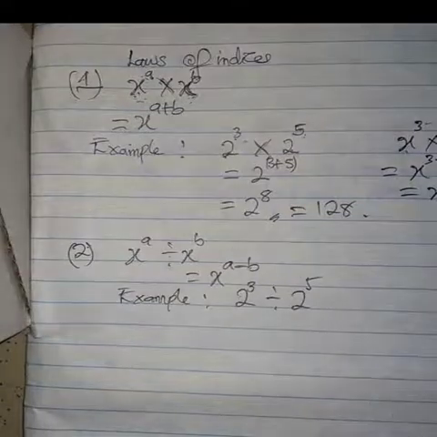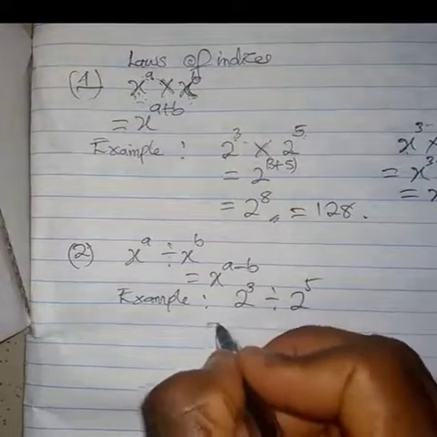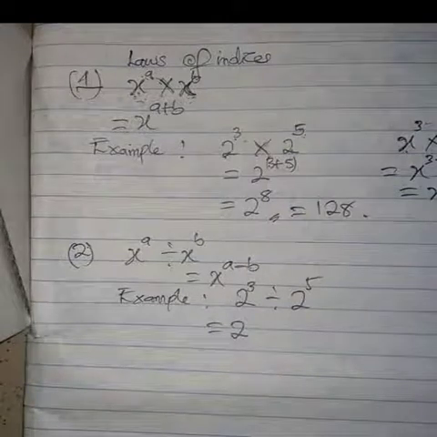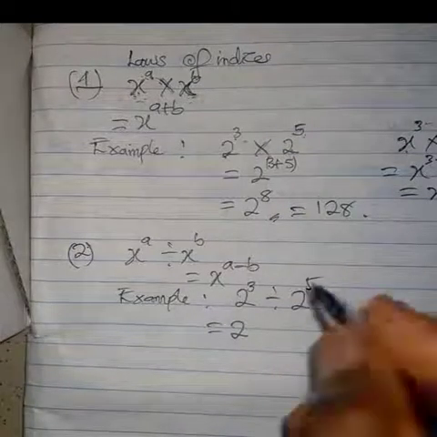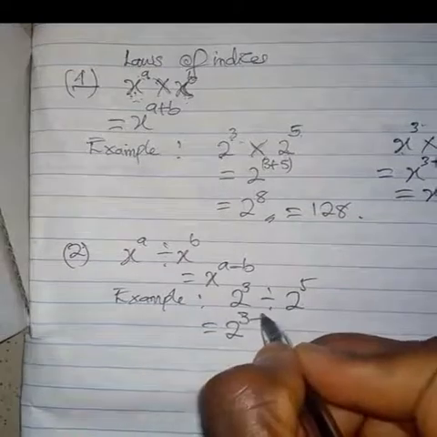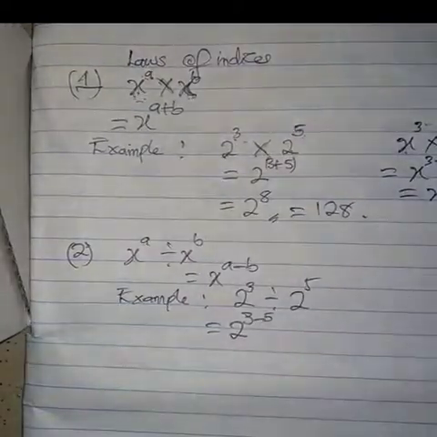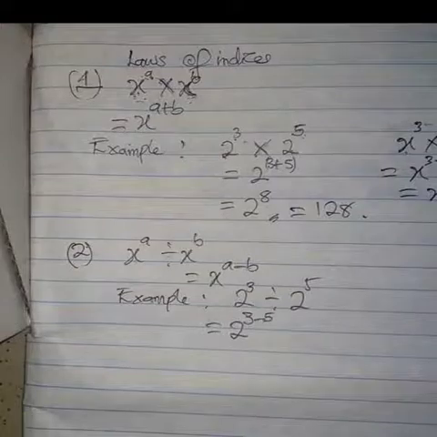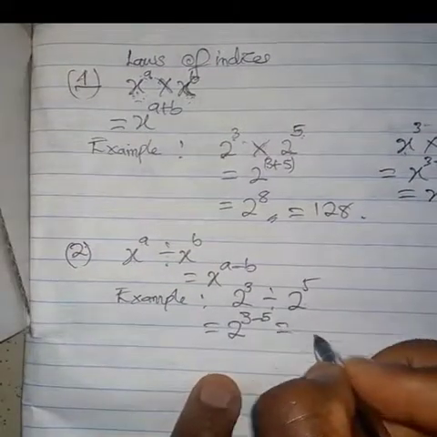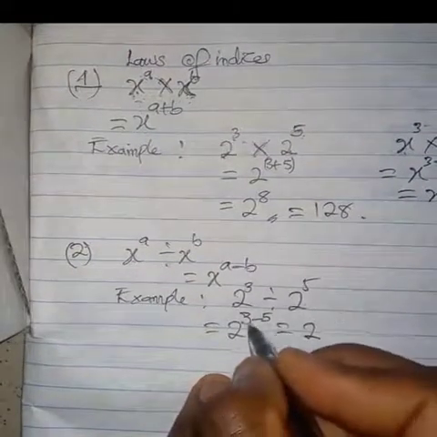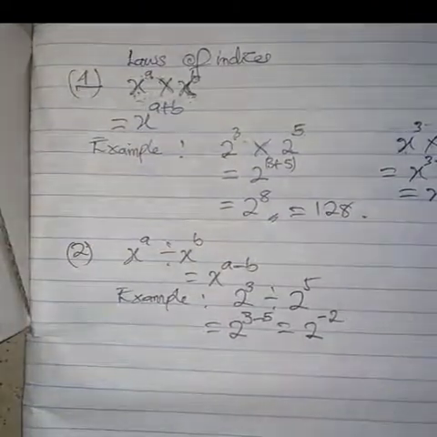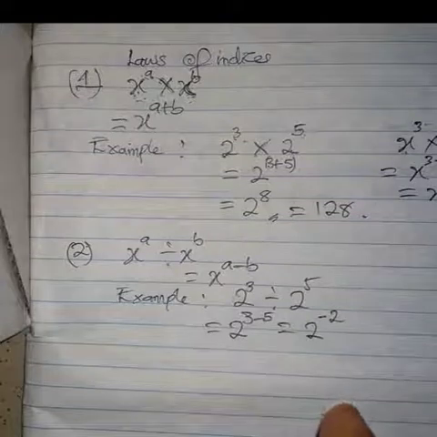All you just need to do is pick one of the expressions, which is 2, then subtract the 5 from the 3. Then you have 3 minus 5. It's as simple as that. And so you end up having 2 raised to power 3 minus 5, which will give you what? You have 2 raised to power minus 2.